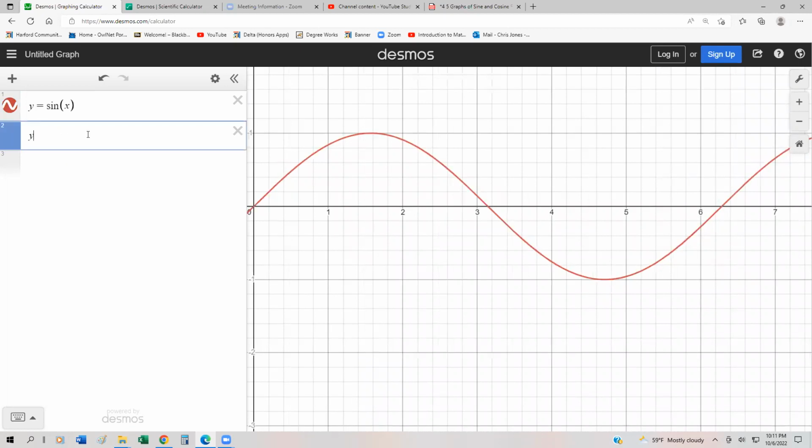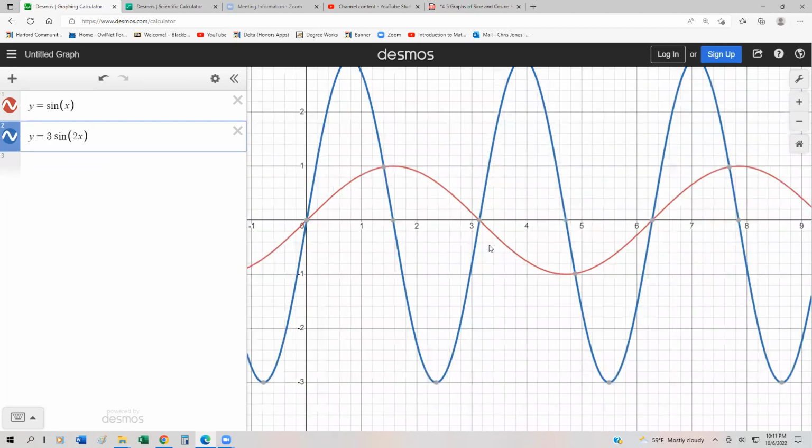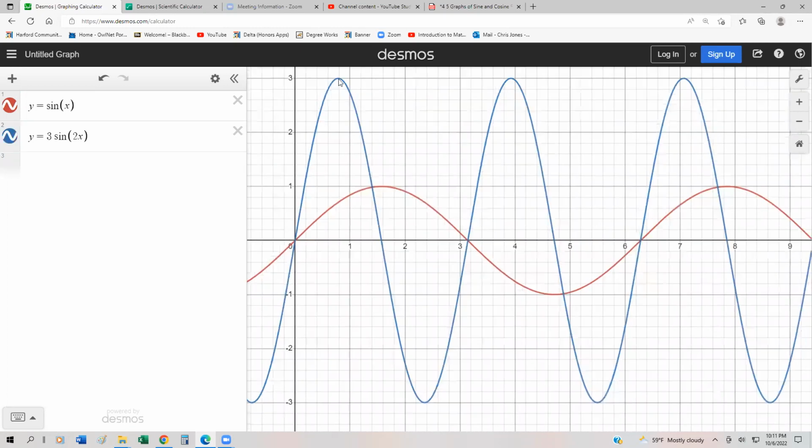Now, the other one that we had was y equals 3 sine of 2x, all right? Now, notice what happens is the highest this function gets is 3. The lowest this function gets is negative 3. Also, to go up, down, down, up, it takes a period of pi. Okay, so that's what we're doing with this.